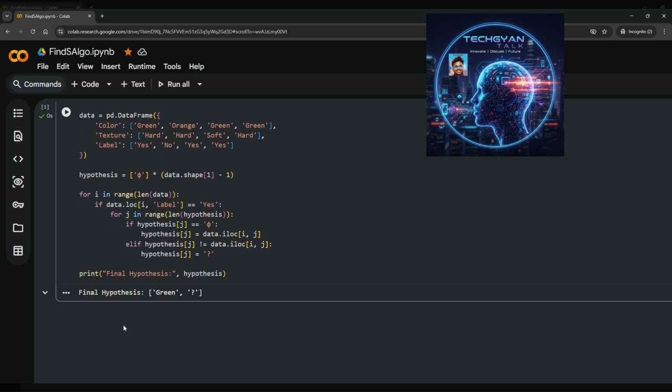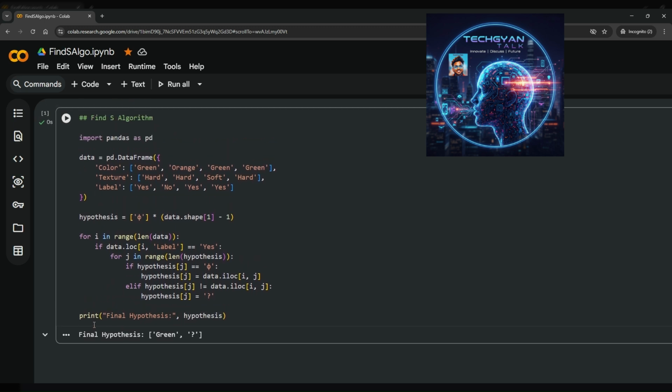So the final hypothesis value for this particular data set is question mark, comma question mark, which is don't care, meaning it accepts all kinds of attributes. That's it, the final answer.